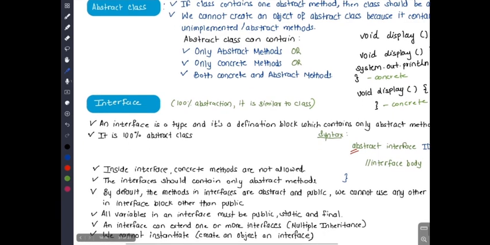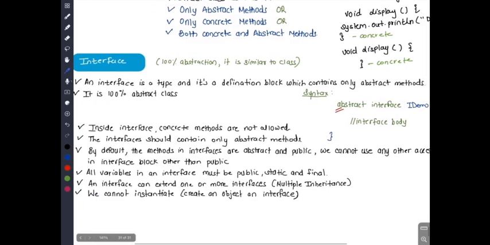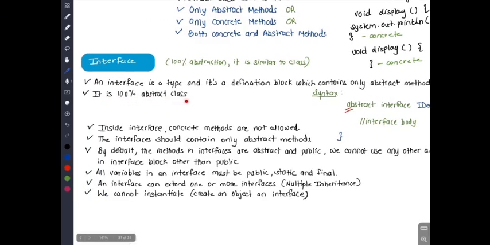Okay. The next is interface. Interface has 100% abstraction and it is similar to a class. A class with all abstract methods is called an interface. So an interface is a type and its definition block which contains only abstract methods. It is a 100% abstract class. Inside an interface, concrete methods are not allowed. The interface should contain only abstract methods.